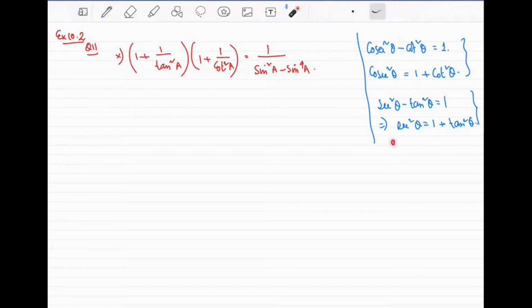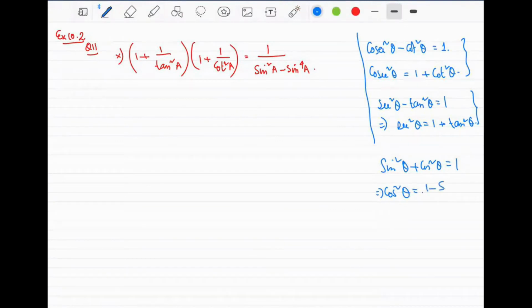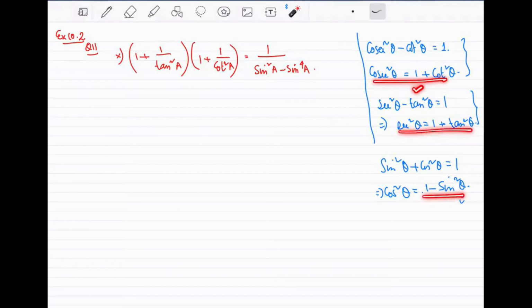Now we are just going to use these two formulas. One more formula we are going to use is, you know that sine square theta plus cos square theta is 1, right? So if I want to find out the cos square theta, you take this part to the other side. So we will have 1 minus sine square theta. That's it. We are going to use this formula, and this formula. There are three of them, right?